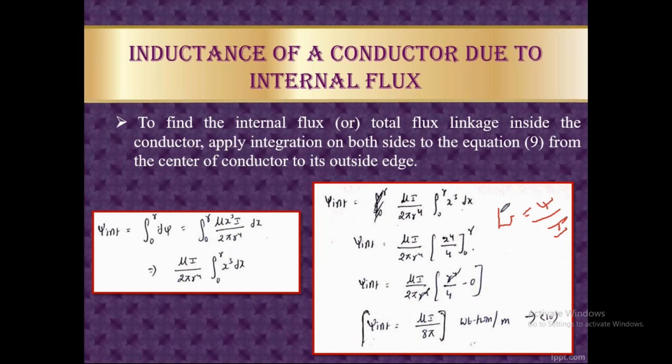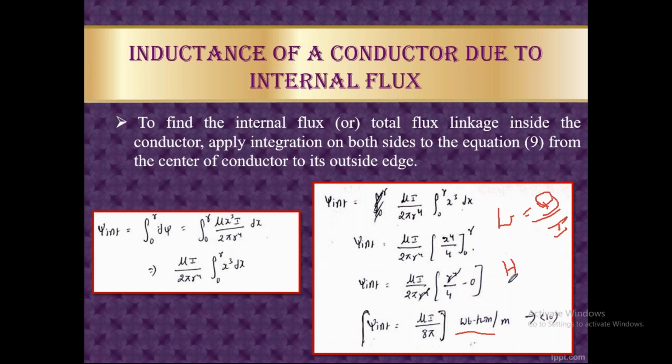So how can we calculate this L? By knowing the internal flux linkage psi, only then can we find the inductance of a conductor due to the internal flux. Now the internal flux linkage is equal to mu I divided by 8 pi, and its unit is Weber-turns per meter. H, the field intensity, has units of ampere per meter, flux density is Weber per meter square, and flux linkage is Weber-turns per meter. So keep these three units in mind: field intensity, flux density, and flux linkage.